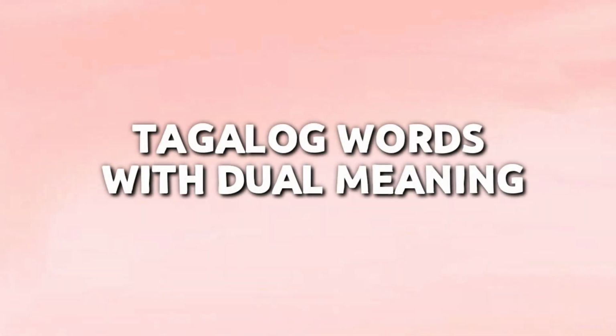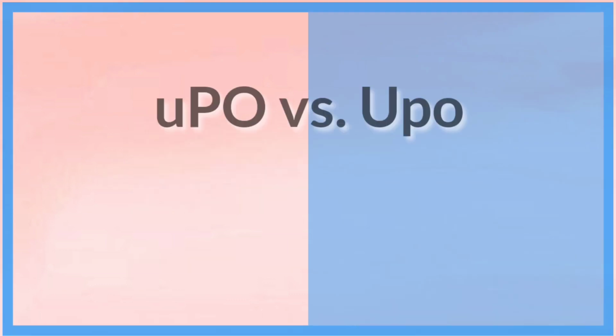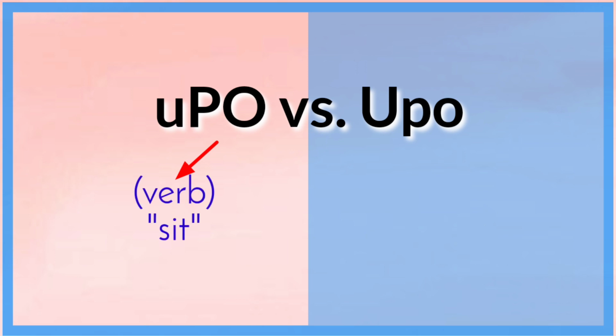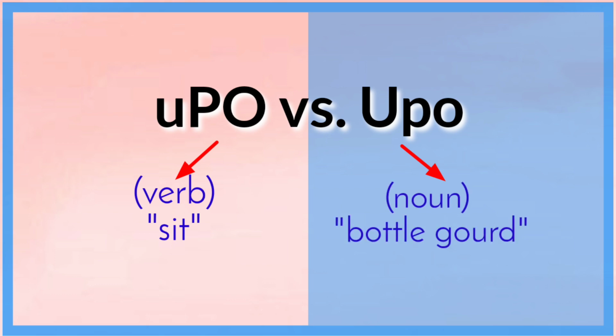Tagalog words with dual meaning. Upo versus upo. Upo is a verb, means sit, while upo is a vegetable, noun, called bottle gourd.